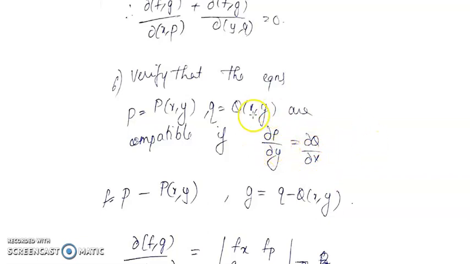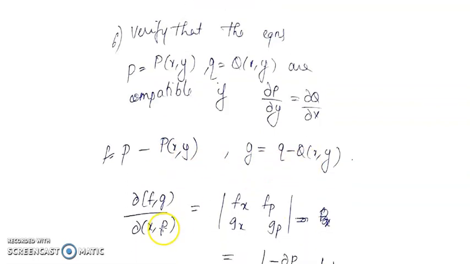അപ്പോൾ box fg അതിൻ്റെ ഫോർമുല നമ്മൾ ഈ ഫങ്ഷൻസ് ഉപയോഗിച്ച് സിംപ്ലിഫൈ ചെയ്യുമ്പോൾ you will get this condition. So you are given the equations p equal to p of xy and q equal to q of xy. So let me take f to be p minus p of xy and g as q minus q of xy. So we will calculate dou of fg by dou of xp. So that is determinant fx fp gx gp.